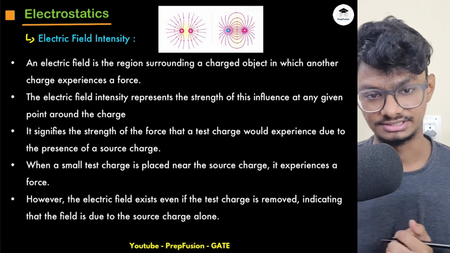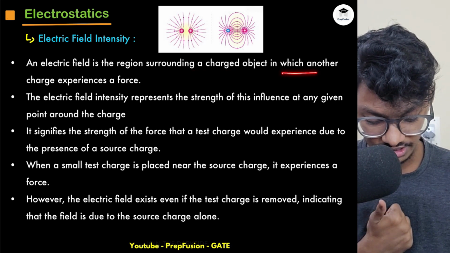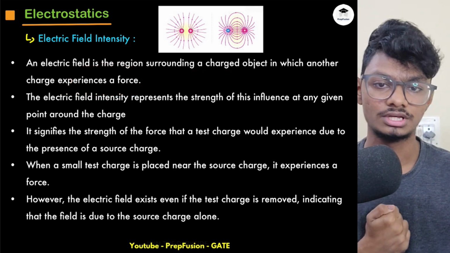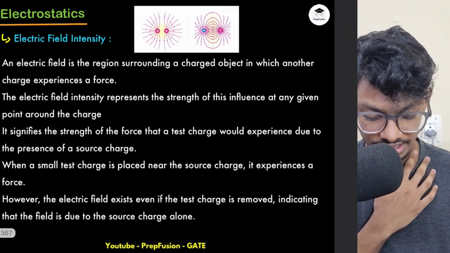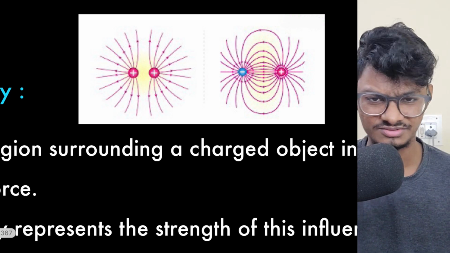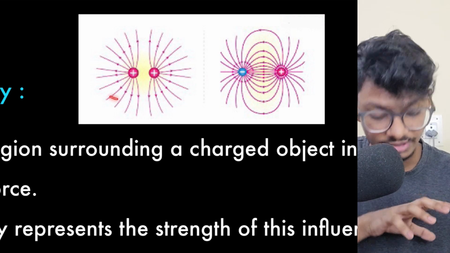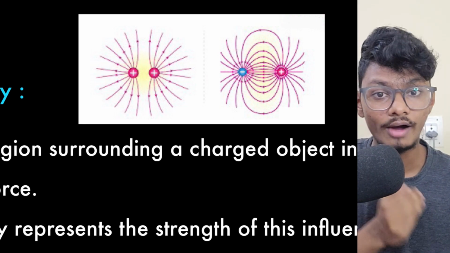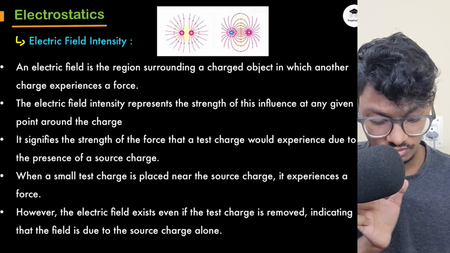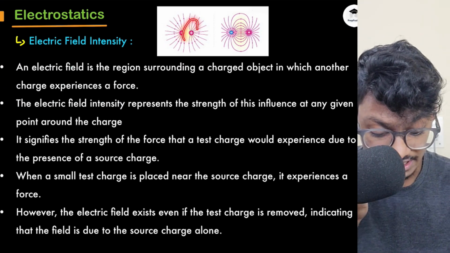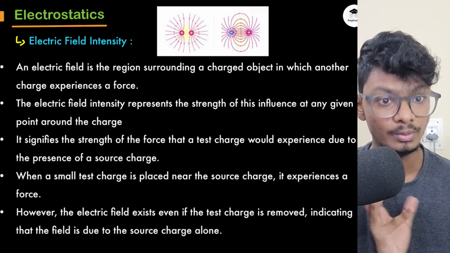So what is electric field intensity? An electric field is the region surrounding a charged object in which another charge experiences a force. So basically, let's say I have a positive charge and I bring another charge, a positive charge or a negative charge, near its vicinity, meaning near its surrounding. Then this charge will experience a force, due to the electric field of the initial charge, which I cannot see, I cannot observe.